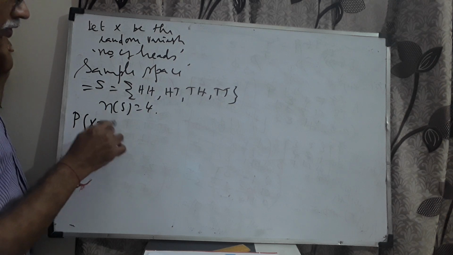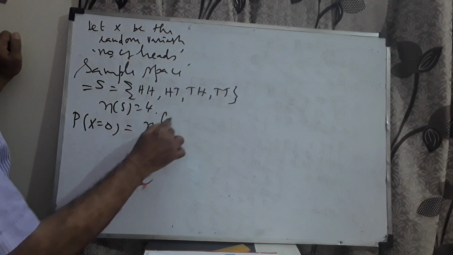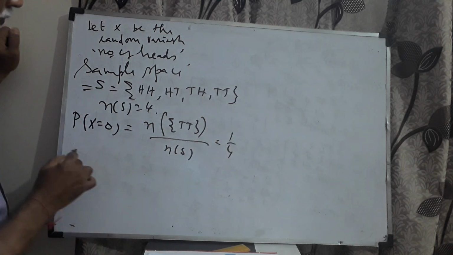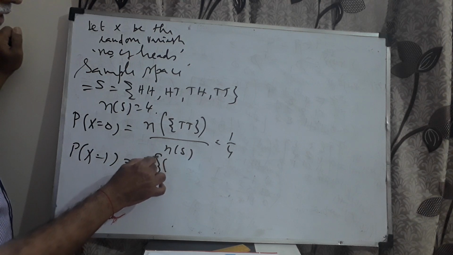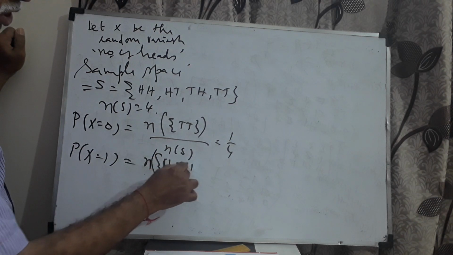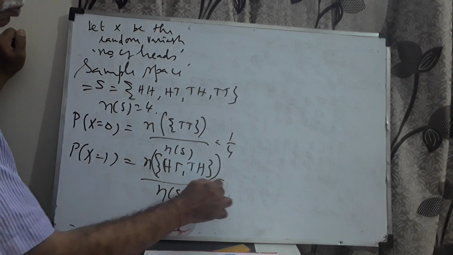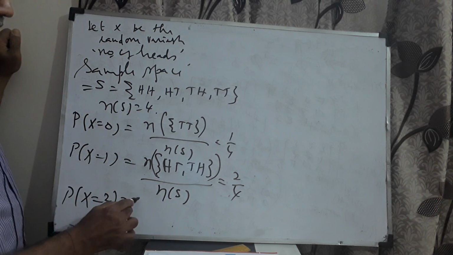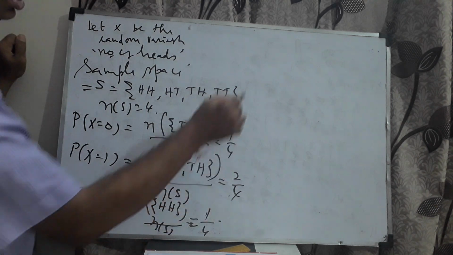Now P of x equal to 0. X represents the number of heads. X equal to 0 means both are tails. Therefore I will write it as n of TT by n of S, which is 1 by 4. P of x equal to 1: one is a head, the other is a tail. For HT, TH, I get 2 by n of S, which is 2 by 4. P of x equal to 2: here both are heads. I get n of HH by n of S, which is again 1 by 4.